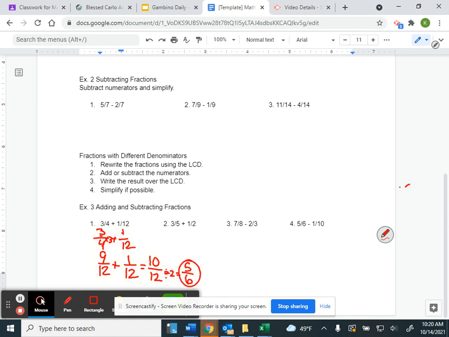Nolan, can I use the restroom? Can you wait until I'm done with directions real quick?